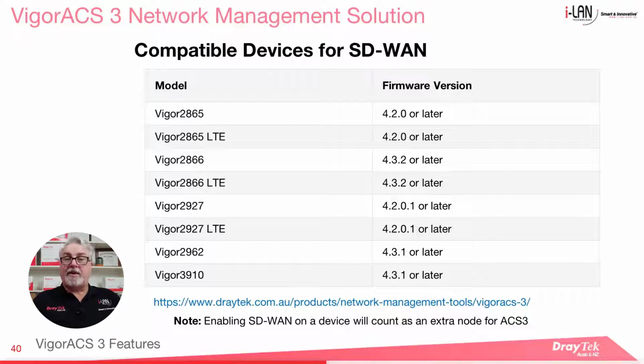Note that when enabling SD-WAN on a device, it will count as an extra node for ACS3. So for example, if you have a VigorACS router, it counts as one node for ACS3, but if SD-WAN is enabled, it will add an extra node to the node count. In this case, the count with SD-WAN enabled will count as two nodes for the one device, so keep that in mind when ordering to ensure you purchase a license key which will meet your requirements.